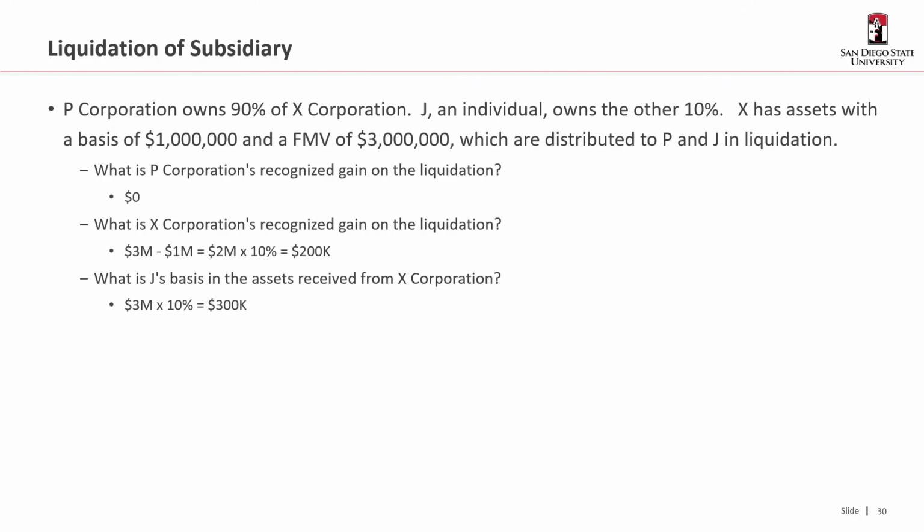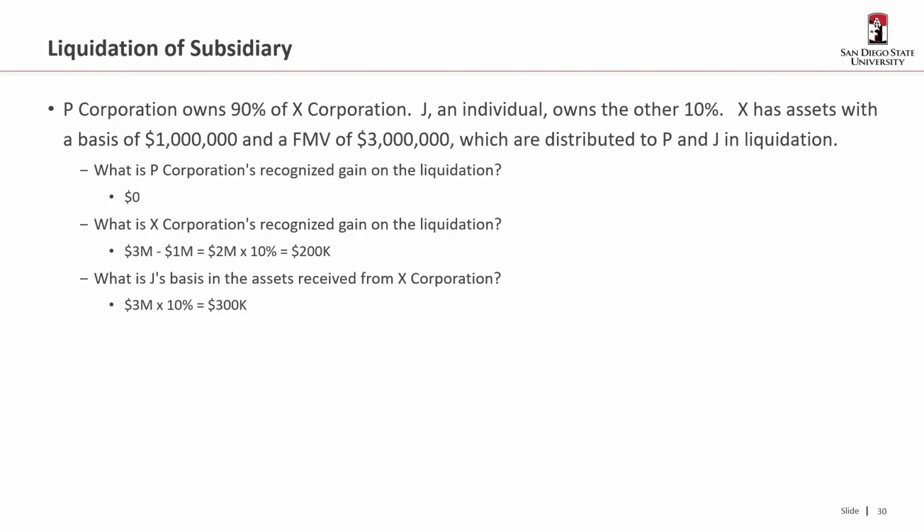What is P's recognized gain on the liquidation? Well, P owns more than 80%. It's the liquidation of a sub into a parent, and so as a result, there's no gain or loss, and the basis will carry over, but I guess we'll get there in a second. What is X Corp's recognized gain on the liquidation, however?